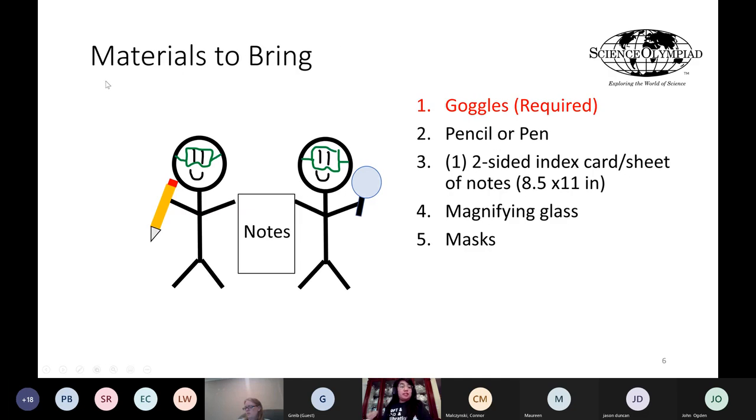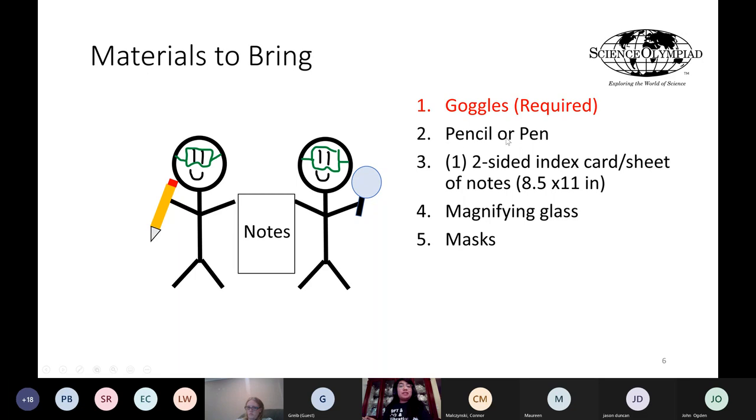And when your students go to the Crime Busters event, there are some materials that will really help them that they should bring, such as goggles. They're required for everyone because safety is number one, especially in a chemistry-based event. The materials aren't dangerous, but they can get in their eyes, and we don't want that happening to anyone. So goggles are required for everyone, including myself and volunteers.